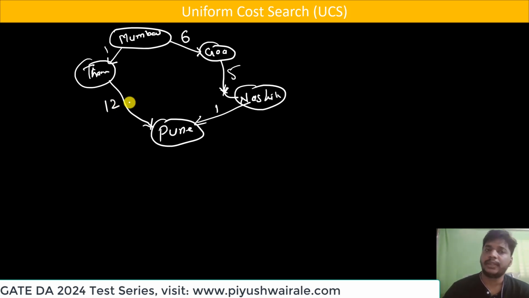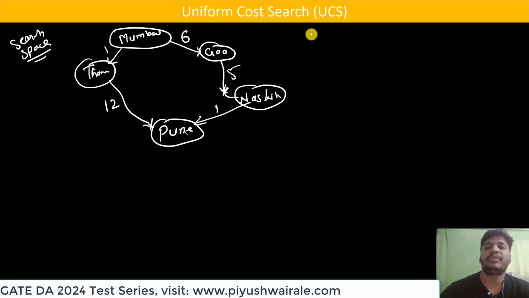Okay, so this is our search space. Now we need to find out the optimal path, right? In this case, we can easily find out: 1 plus 12, that is 13, and here 6 plus 5 plus 1, that is 12. So this will be our optimum path, right? But how to find it out? By using uniform cost search.